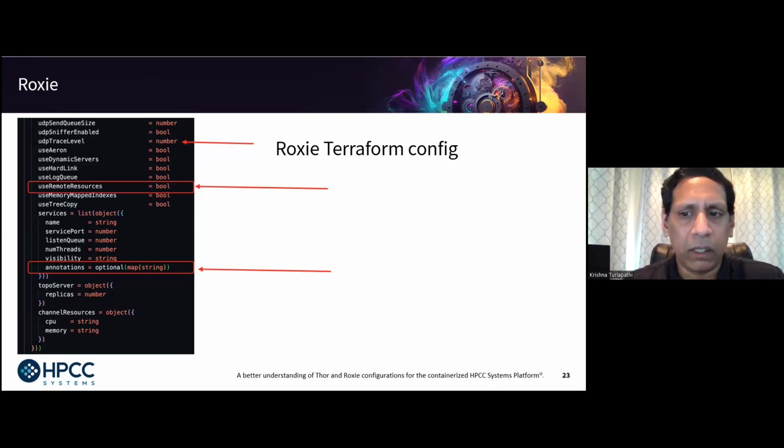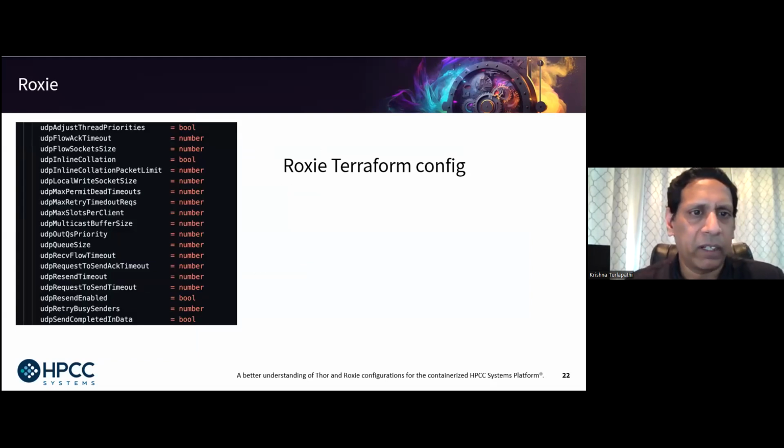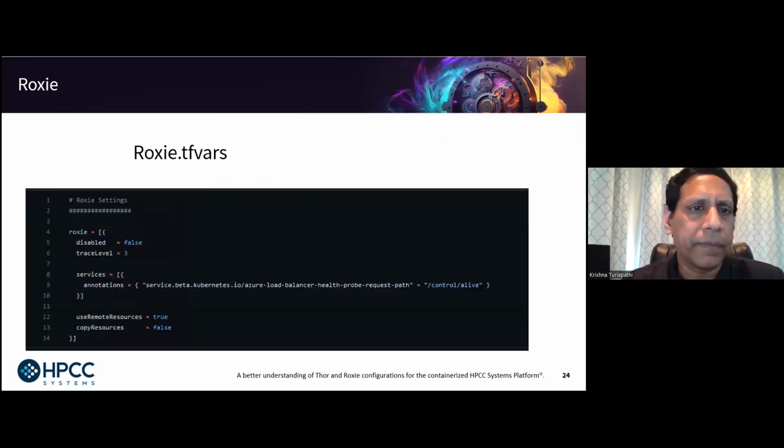Now that we have all these options, if you look at all the options that you have available in here, there are about 145 different options that can be set to customize, collect the information you need, and debug the Roxie that you can set. Now you have all these options. How do you set them? One of the ways is create a Roxie tfvars file and set the values.